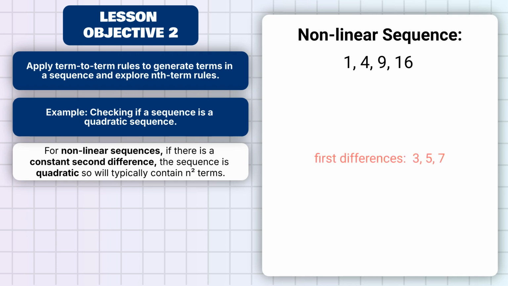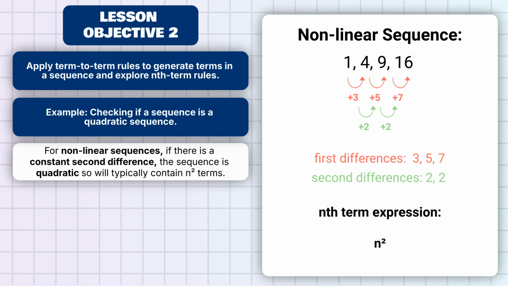First, we find the first differences, which are 3, 5, 7. These are not constant. Next, let's observe the second differences: 2, 2. These are constant. Since the sequence follows n squared, 1 squared, 2 squared, 3 squared, the nth term is n squared.